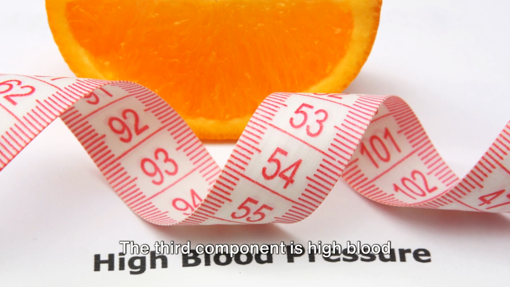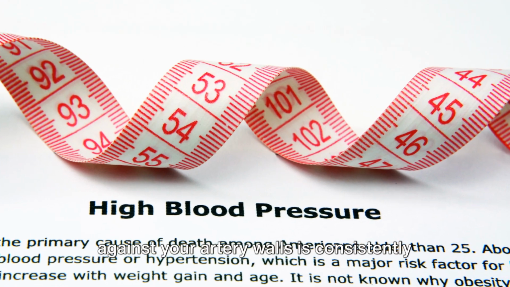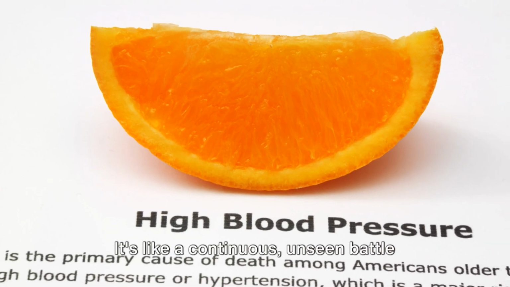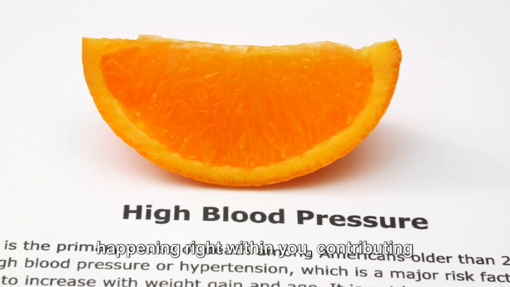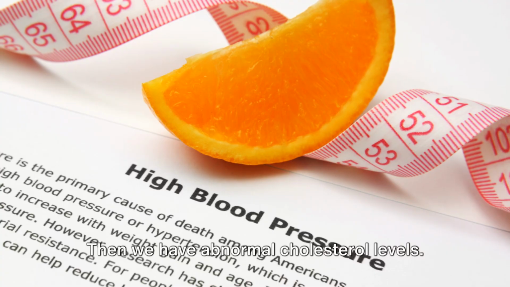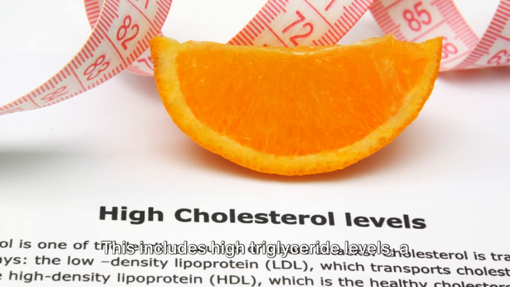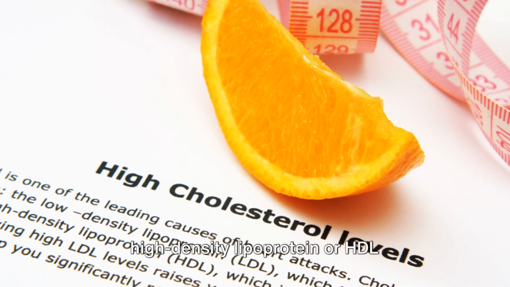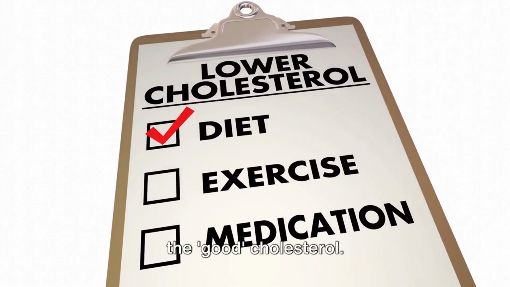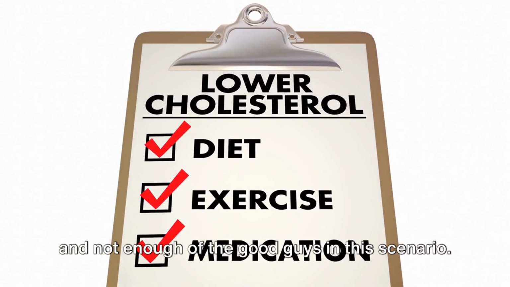The third component is high blood pressure or hypertension. It's a condition where the force of blood against your artery walls is consistently too high. It's like a continuous, unseen battle happening right within you, contributing to cardiovascular disease, a major complication of metabolic syndrome. Then we have abnormal cholesterol levels. This includes high triglyceride levels, a type of fat in your blood, and low high-density lipoprotein or HDL cholesterol levels, often referred to as the good cholesterol. It's like having too much of the bad guys and not enough of the good guys in this scenario.